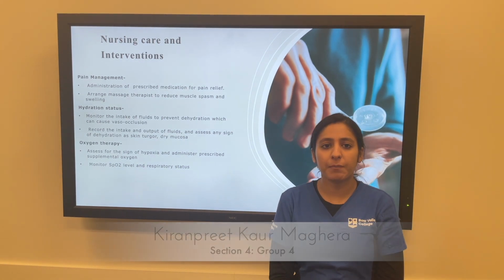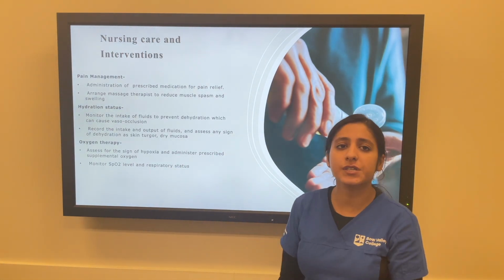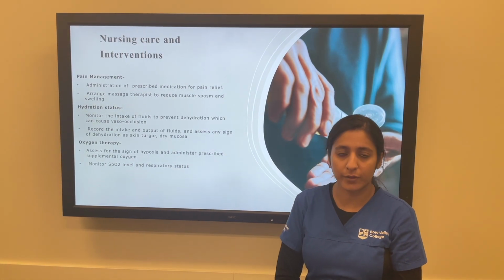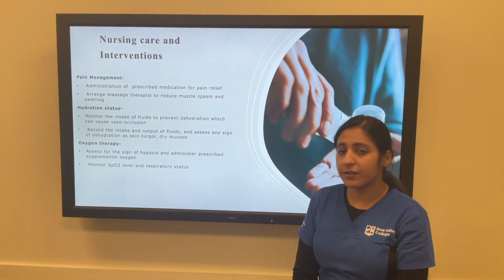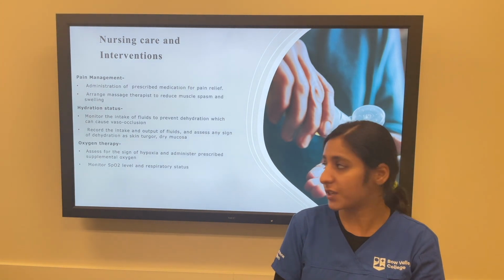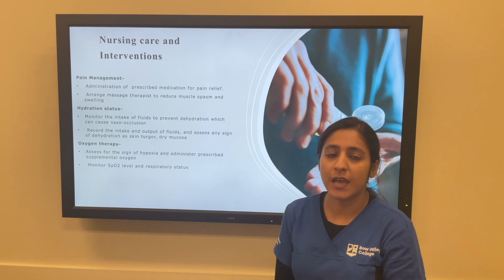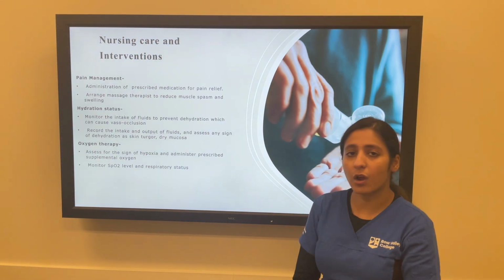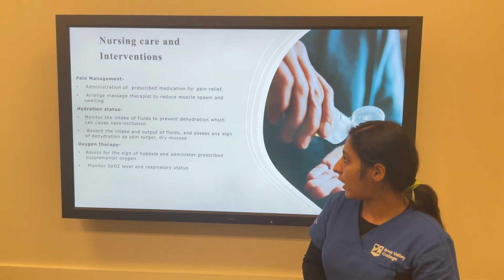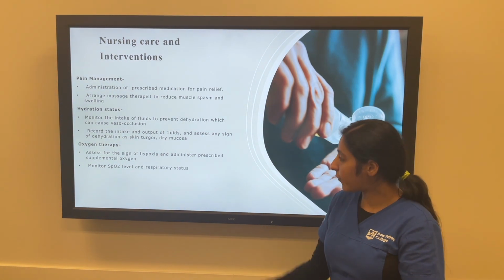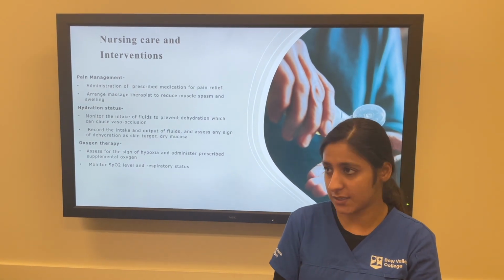Care and intervention: we can do pain management by administering the prescribed medication, and also we can arrange massage therapists to reduce their muscle spasm. And for their hydration status, we can monitor the patient's input and output, and we can assess them for dehydration by checking skin turgor and dry mucosa. And for oxygen therapy, we have to monitor the SpO2 level of the patient, and we also have to check the respiratory status.